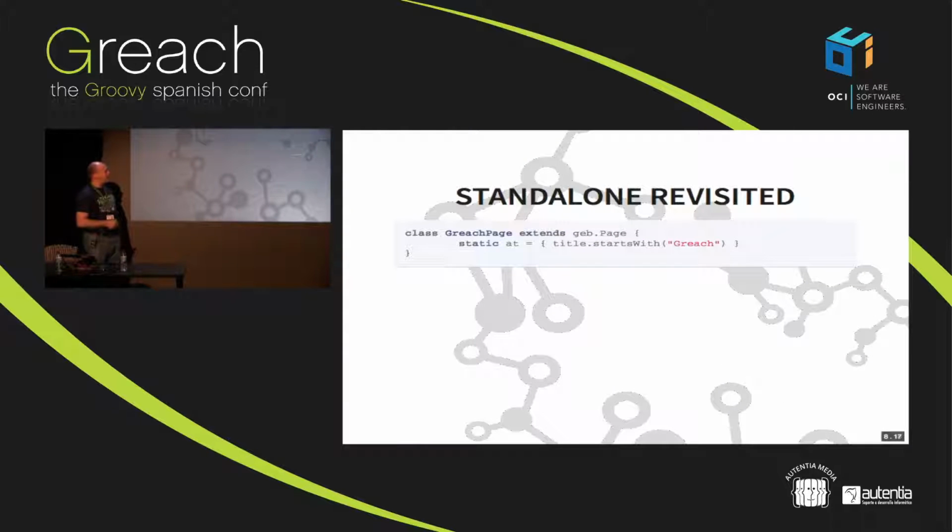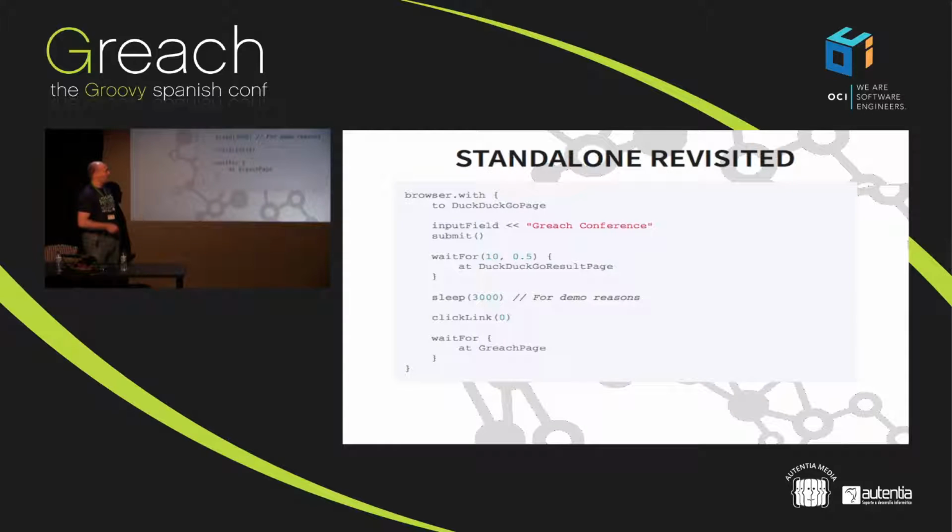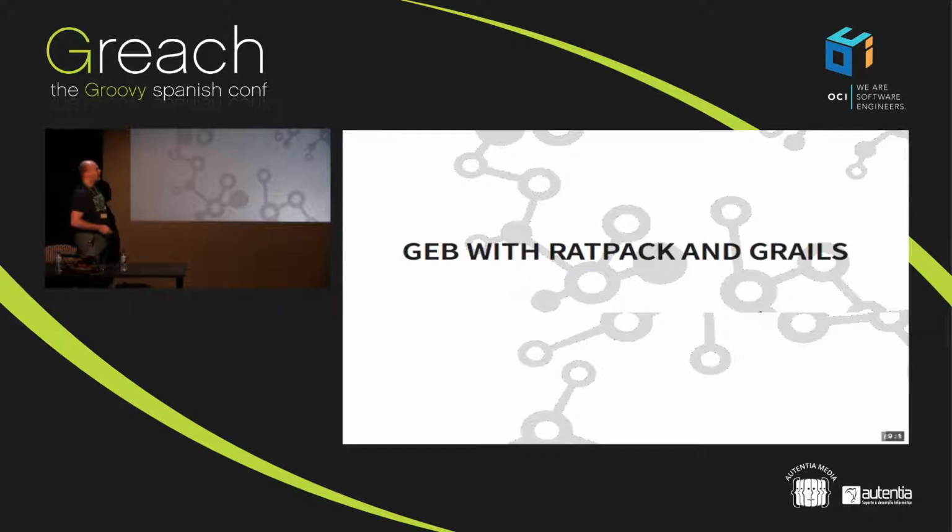Have the GREACH page that just verifies that I'm actually at the GREACH page. I got lazy and didn't type in the entire title. So based on this, I can go to DuckDuck page, type in things in the input field, submit, wait for being at the right place. I have this as a demo, but I'll skip it, so I could have left this one out. Click the very first link and wait for me to be on the GREACH page. Again, this reads a lot better than what it can.